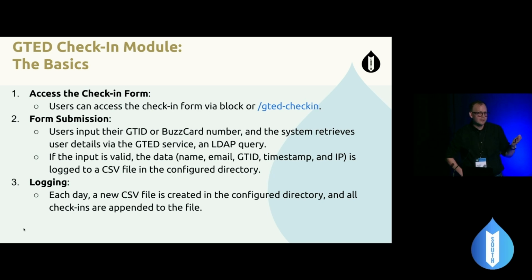And so all of that, what we do is we tie that into an LDAP query and send that off to the card office and then get back data. And again, there's a lot of sanitation of data, a lot of other checks that I'll go into. But if everything's good, we'll go ahead and log all of that to the CSV file: the timestamp and IP, their name, their GTID, and also the Buzzcard ID. And each day, just for simplicity, we're just going to log a new file.